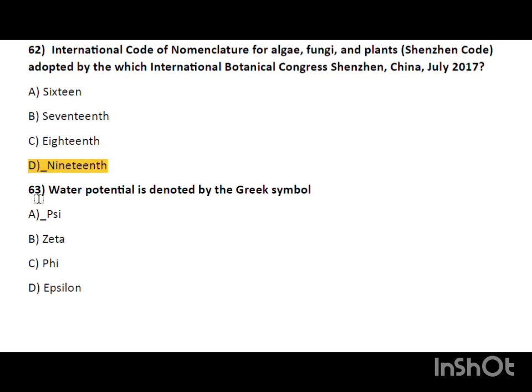Then question number 63. Water potential is denoted by the Greek symbol. Option A psi, option B zeta, option C pi, option D epsilon. Correct answer is option A psi.